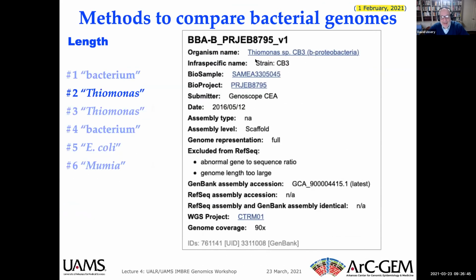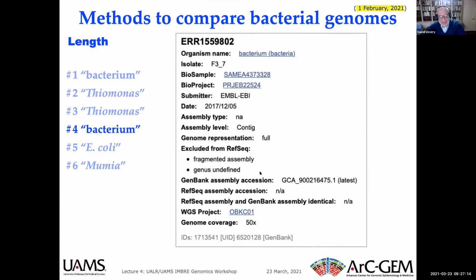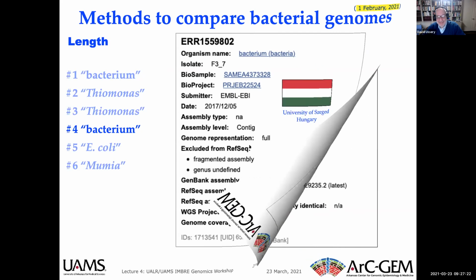If we look now at the next one, the Diamonas, it says that it's full. It looks okay, but it says abnormal gene to sequence ratio, and then it says genome too large. Okay, that's still in there. This is done by the French, by Genoscope. And this is also done by Genoscope, and it's the same thing. It says genome too large. They have these, and they're not really the size they're supposed to be, okay? And then we have this next one. It's another bacterium. This is done by the same group in Hungary.